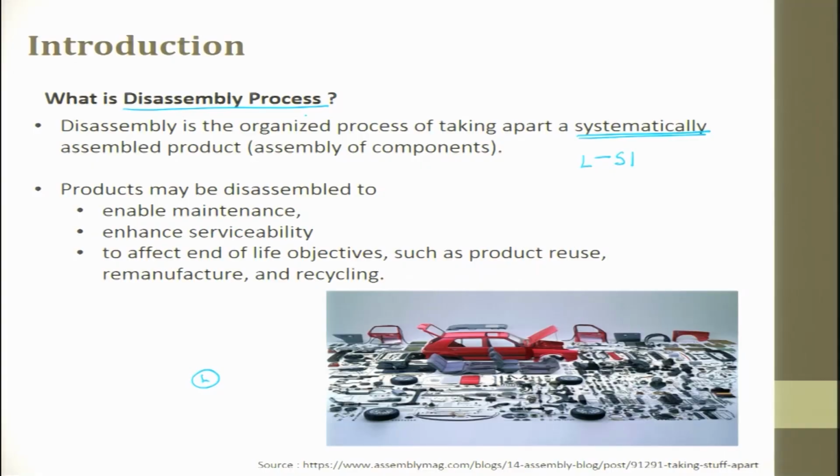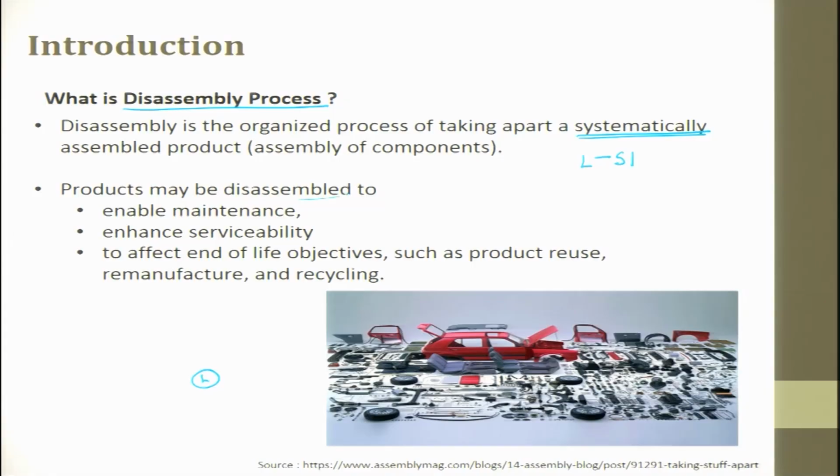The dismantling process is also very important. Today you can see the tire in a car, when it gets flattened, the assembling and disassembling time has become very less. There are quick fastening nuts which have come into action. So, all these things are designed for the disassembly process. The products may be disassembled to enable maintenance, enhance serviceability, and to achieve end of life objectives such as product reuse, remanufacture, recycle. So, many a times what happens, you might have a product.